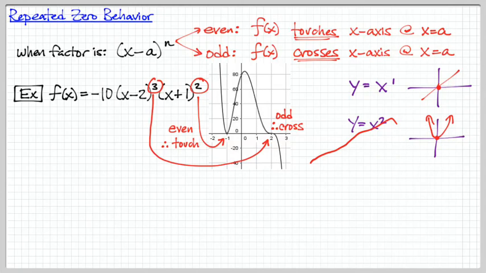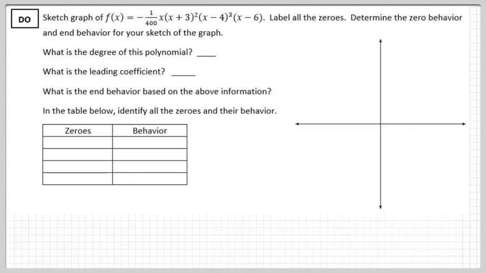Okay, so here's a little example that you can give a try. You could fill out the leading coefficient, the degree of the polynomial, and the zero behavior, and I'll show the answer in 3, 2, 1.